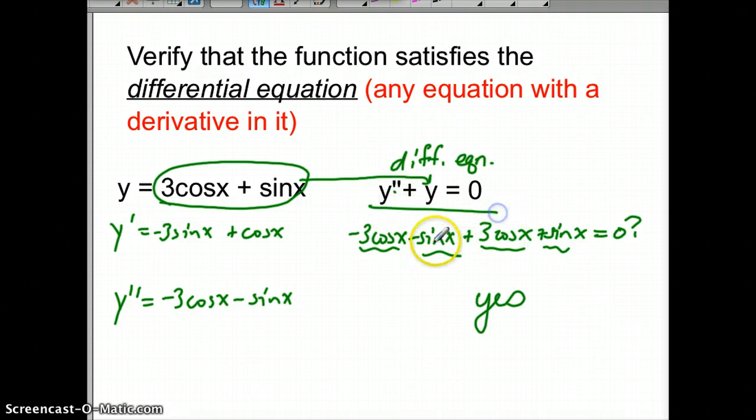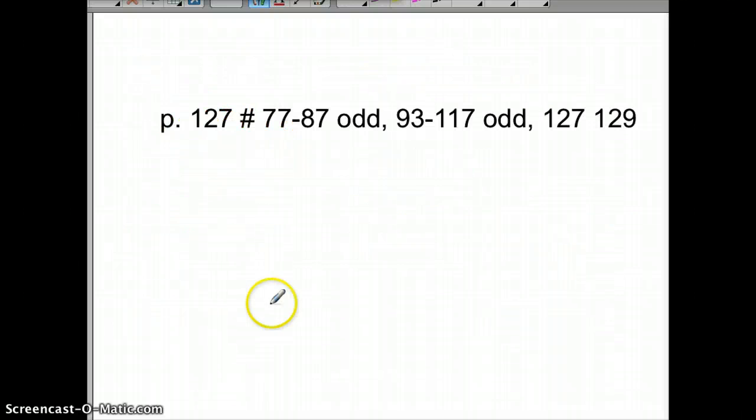Just use whatever differential equation they give you and whatever function they give you, using whatever they have in here to decide how many derivatives you need. And there's your homework. Page 127, 77 to 87 odd, 93 to 117 odd, 127, and looks like I forgot my comma, 129.